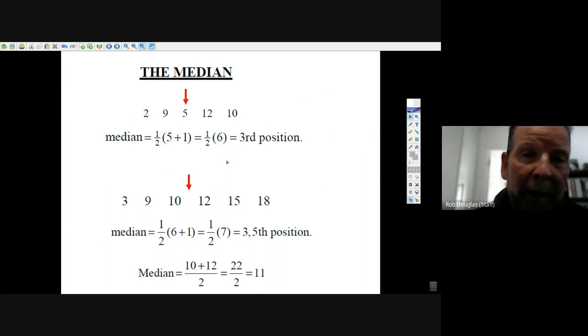And when we do quartiles, first quartile, it's the middle of the bottom half, the middle of the top half. You do exactly the same thing.